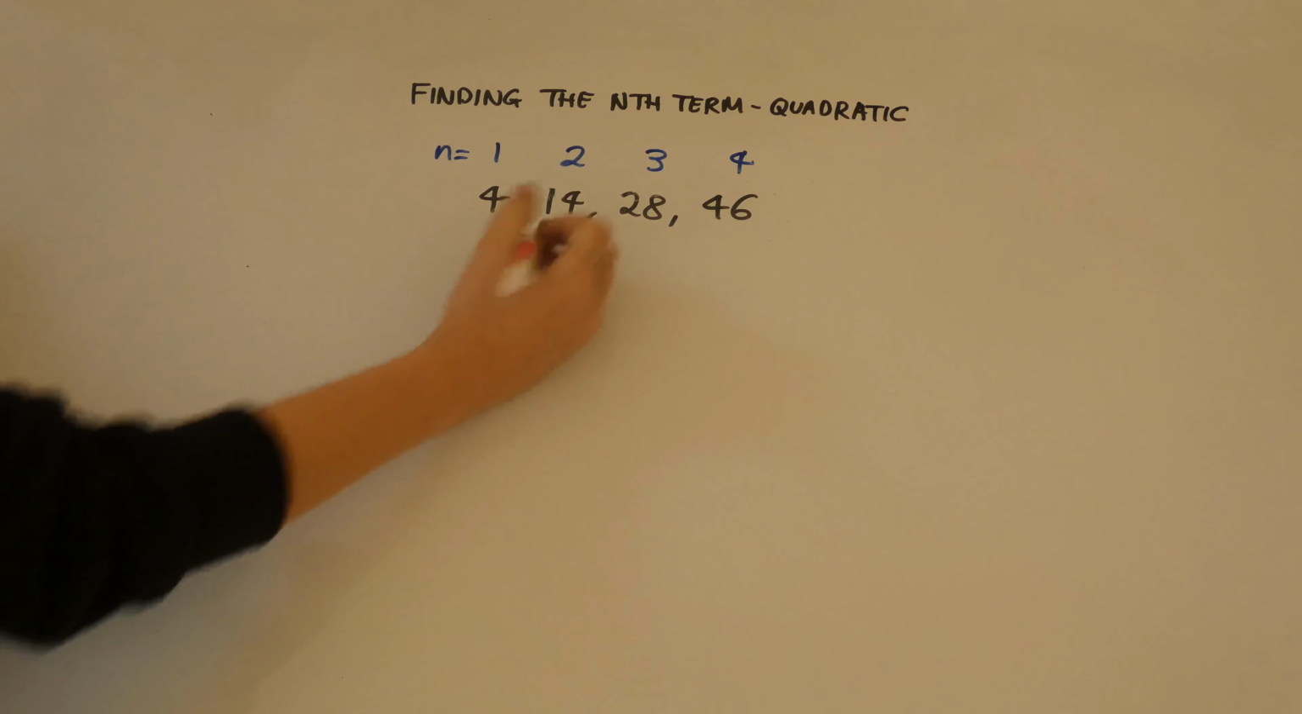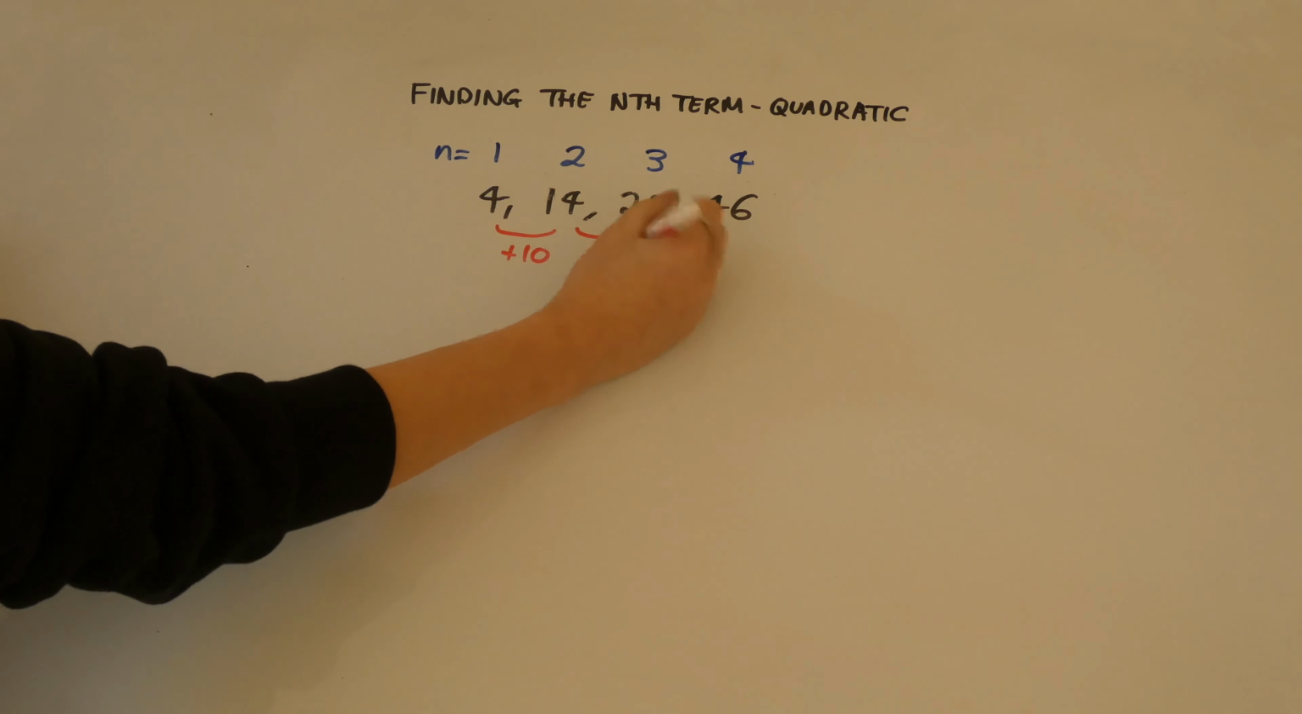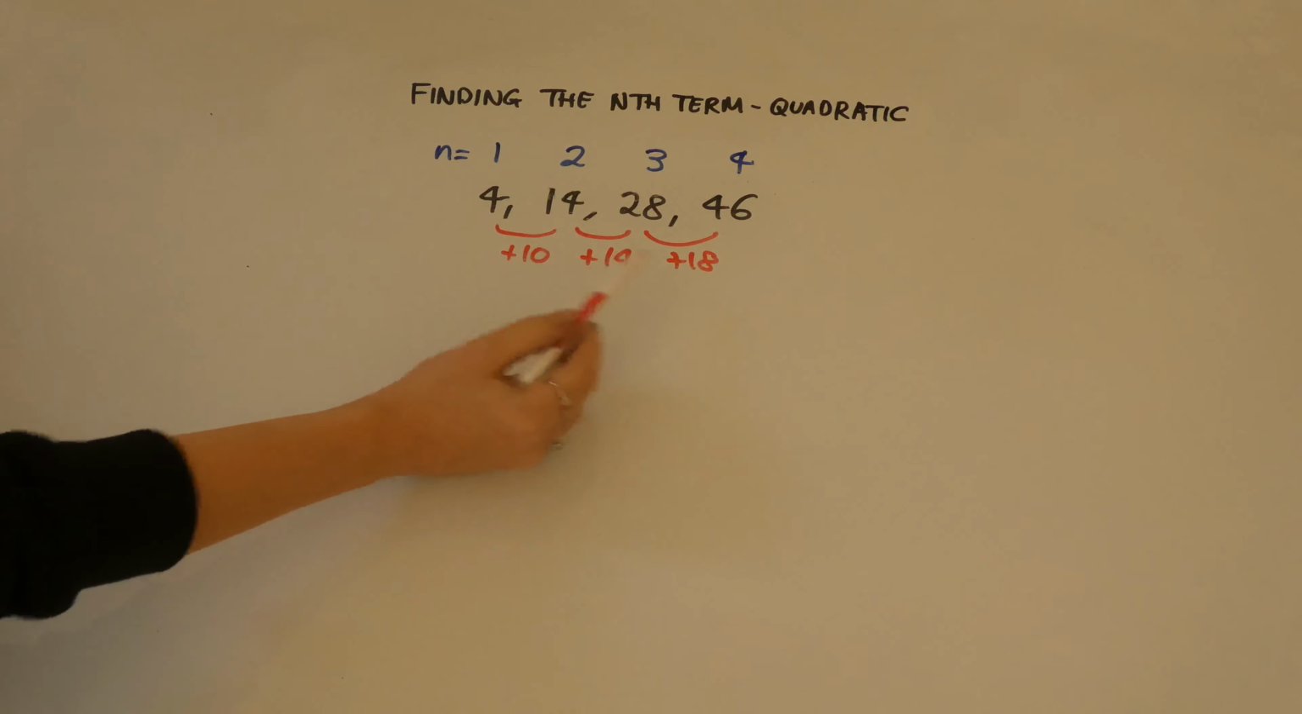Between 4 to 14, we're adding 10. 14 to 28, we're adding 14. And between 28 to 46, we're adding 18. Now you'll notice what's different to a standard nth term is that these are all different.